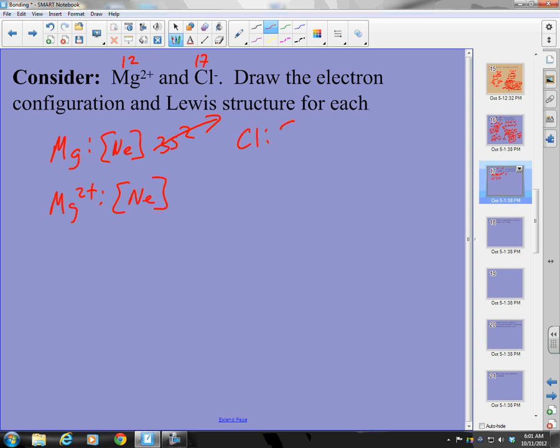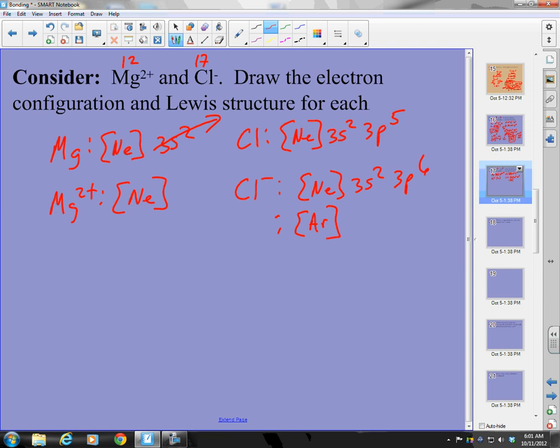Chlorine is what? Neon 3s2, 3p7, right? Oh, I don't think it's 3p7. Maybe 5. 3p5. There we go. 3p5 looks good to me. What happens? It becomes chloride, meaning that negative means it gained an electron. So it becomes neon 3s2, 3p6. And what is 3s2, 3p6 with neon? It has really become an argon electron configuration.